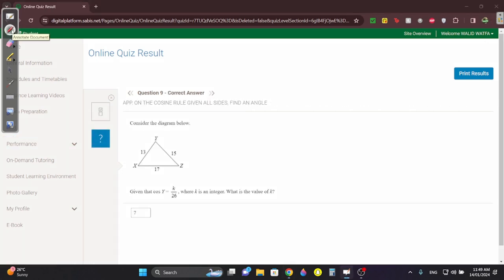Okay, question 9. They drew for you the three sides. They want cosine y, and I told you if you want the cosine directly of an angle, it starts with the side opposite to it. The side opposite to angle y is y squared minus the other two squared, which is 13 squared and 15 squared.